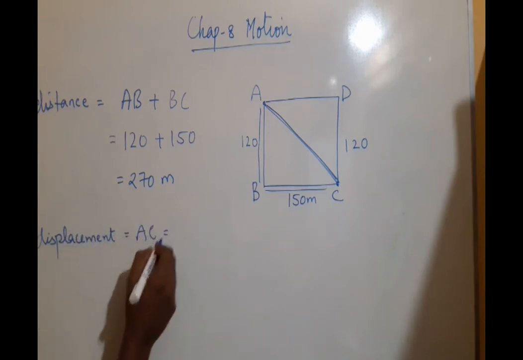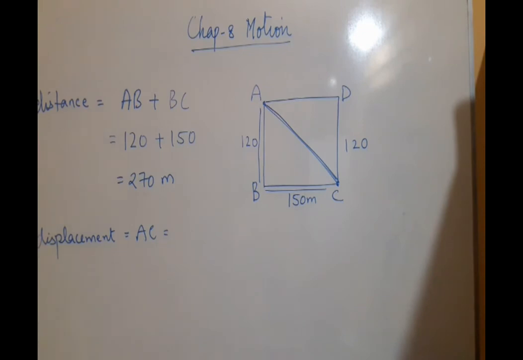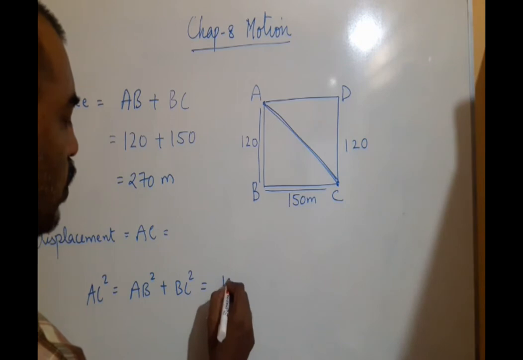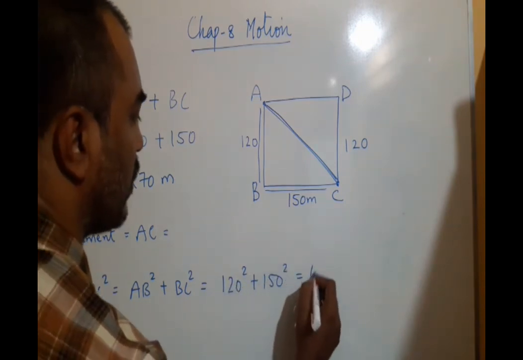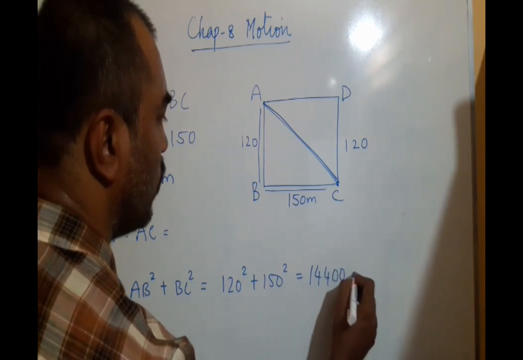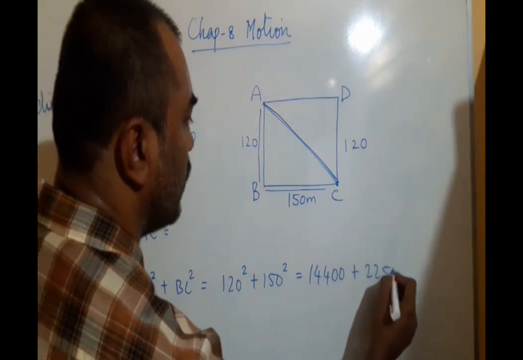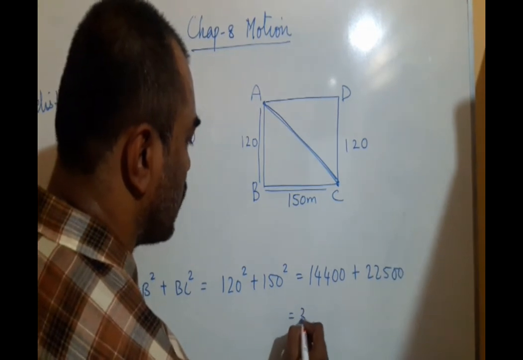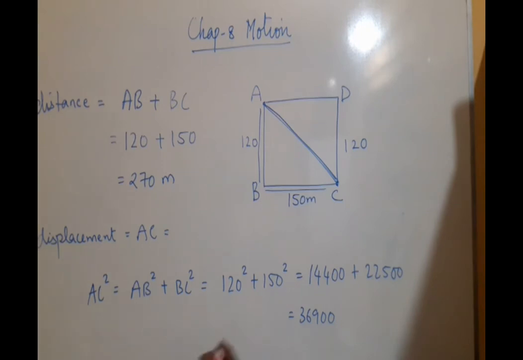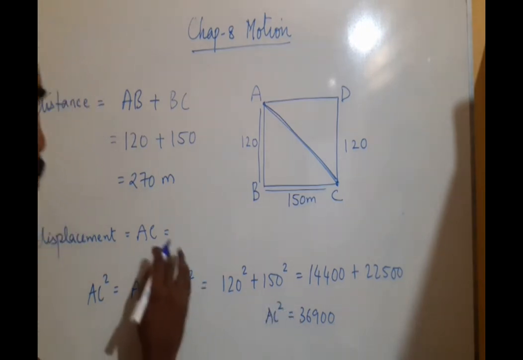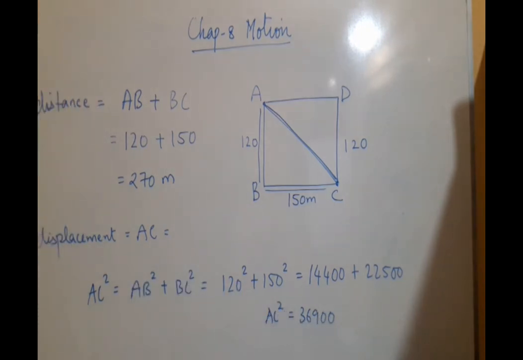And how do we find AC? We'll have to use the Pythagoras theorem. So AC square is AB square plus BC square, equal to 120 square plus 150 square. That is 14400 plus 22500, equal to 36900. Now that is AC square. So to find AC, we have to find the square root.